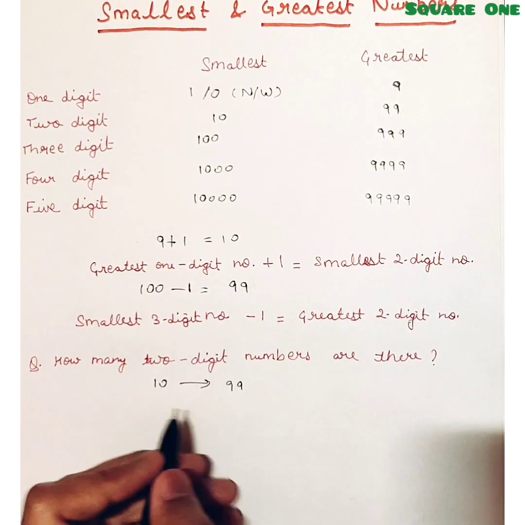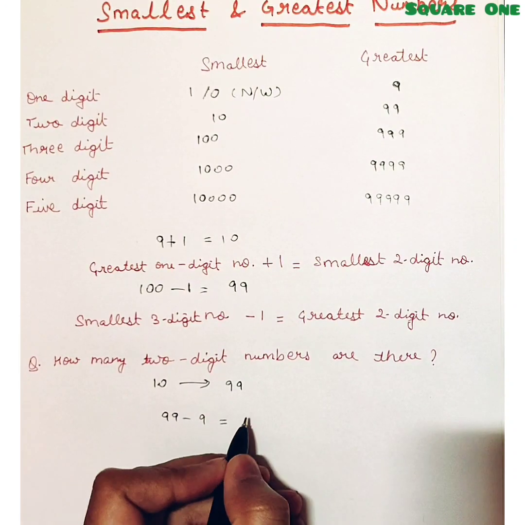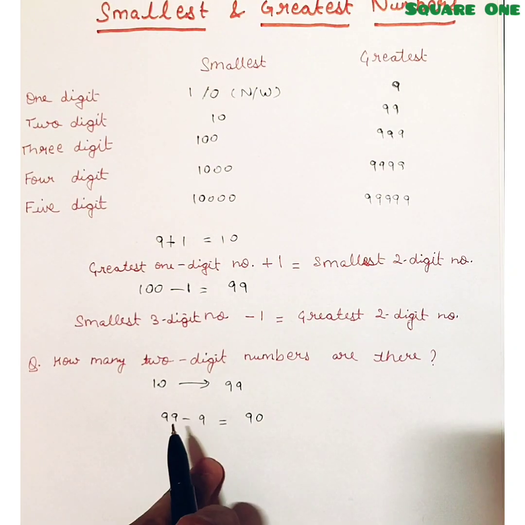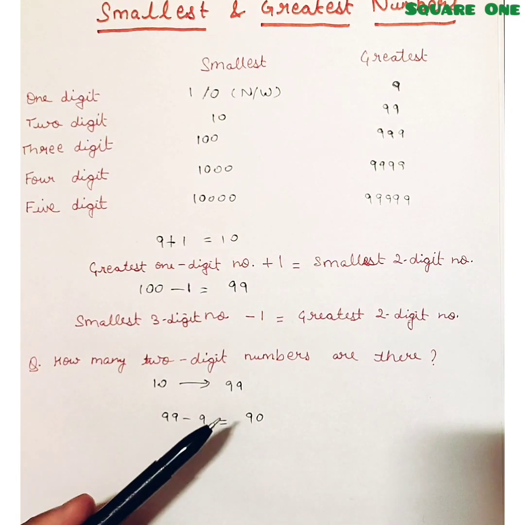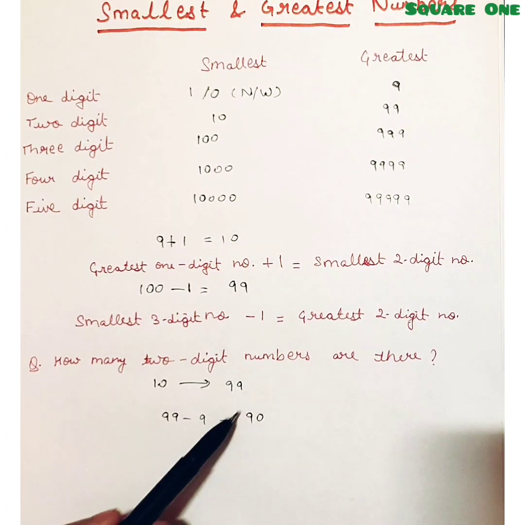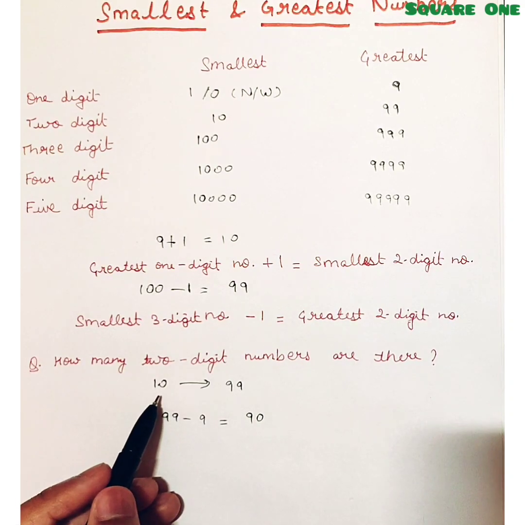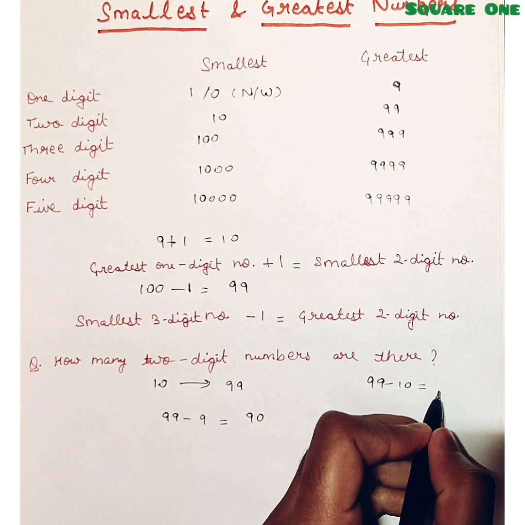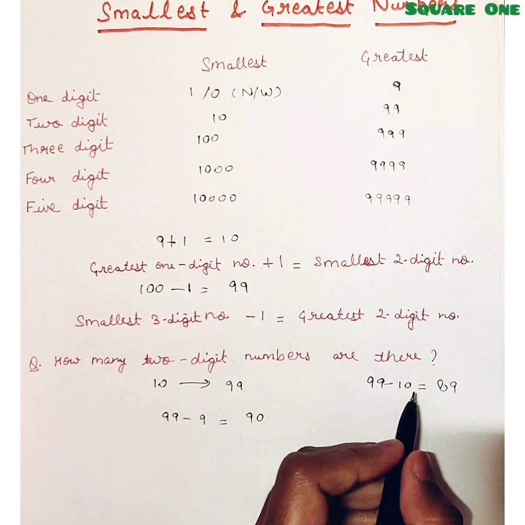That means if I subtract 9 from 99, I will get all the 2-digit numbers, that is 90. Now why did I subtract 9 and not 10 from 99? Whenever we subtract two numbers, the smaller value is not counted in the answer. So in the answer I got, 10 is included but not 9. If I had subtracted 10 from 99, I would have got the answer as 89, but then this 10 would not be included in our result.